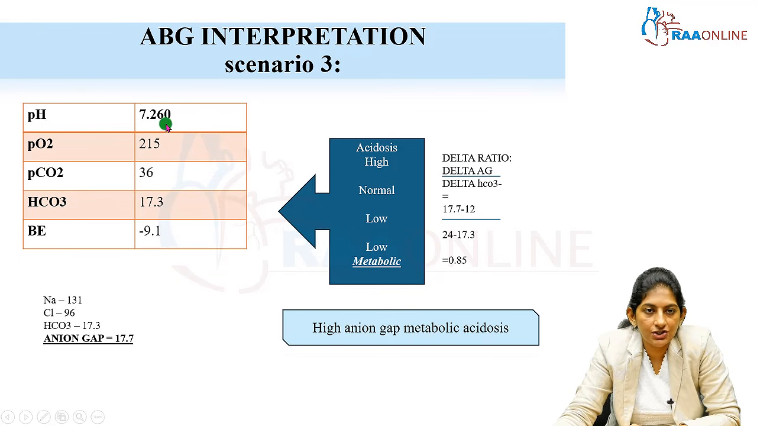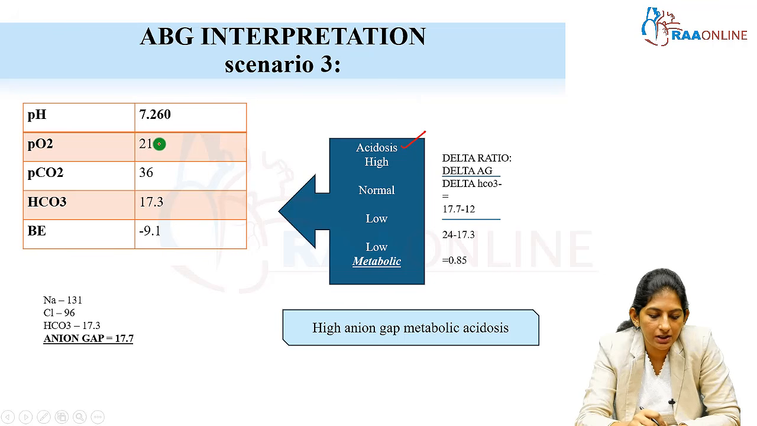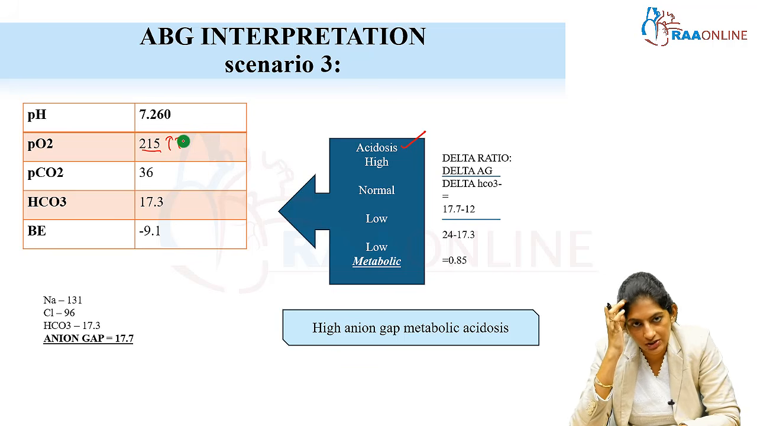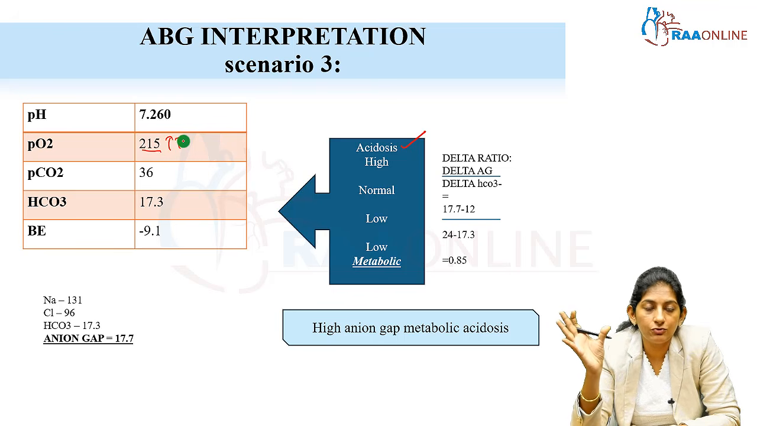So first look at the pH here. pH is 7.26. Is it acidotic or alkalotic? It is acidosis. Look at PO2. PO2 is so high. Maybe the child is on ventilation and the FiO2 is high. So we'll have to definitely intervene here. So PO2 is high. PCO2. So PCO2 36. 35 to 45 is normal.